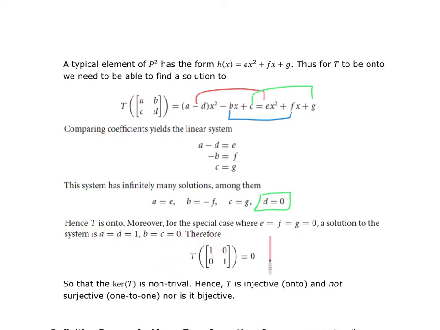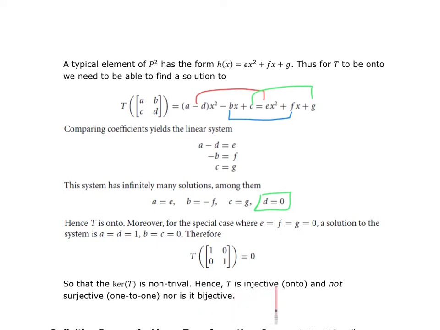Especially, and as a special case, if e is equal to f is equal to g is equal to 0, then this gives us the solution of a, d is equal to 1, and b, c is equal to 0. So we'd have this transformation, that this 1, 0, 0, 1 would go to 0, so that the kernel itself is non-trivial. Thence, we know that T is injective.